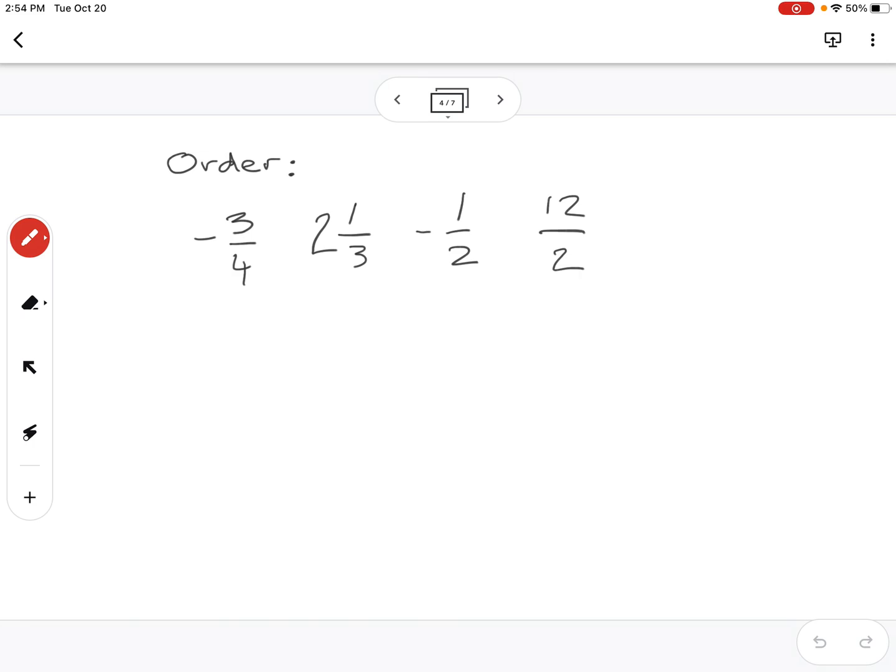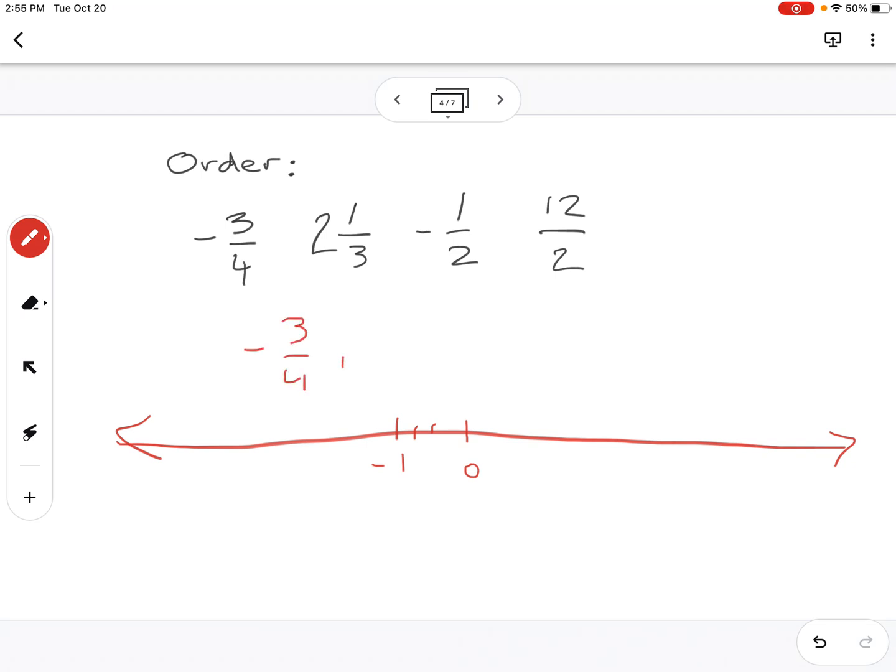And we see that there are 2 that are negative, so those are going to be the first 2, but we have to decide which one goes first: negative 3/4 or negative 1/2. Negative 3/4 is closest to negative 1, which means it's further away from 0 than negative 1/2. So if I place these on a number line, with 0 here and this is negative 1, negative 1/2 is going to be right there, and negative 3/4 is going to be right there. So negative 3/4 is our first value from least to greatest, and then the only other one that's negative is negative 1/2.